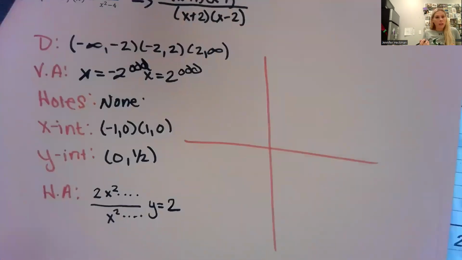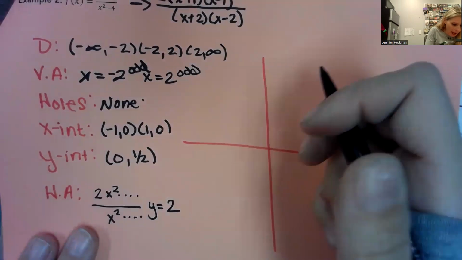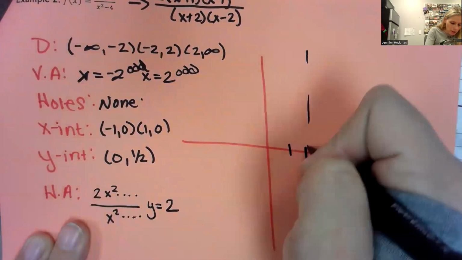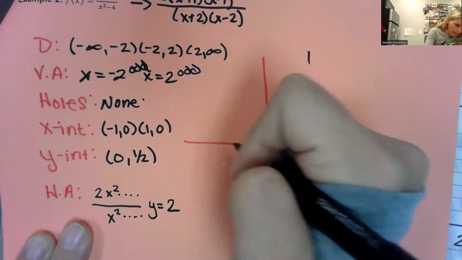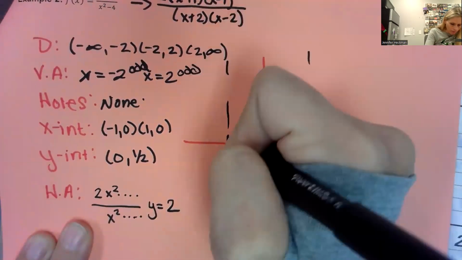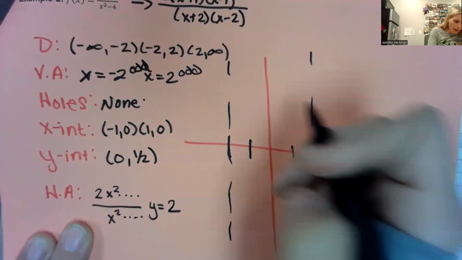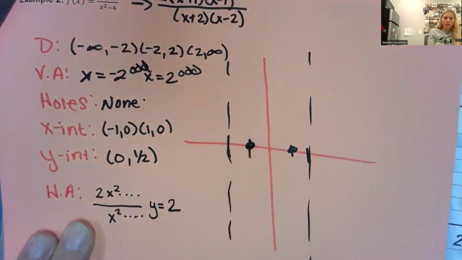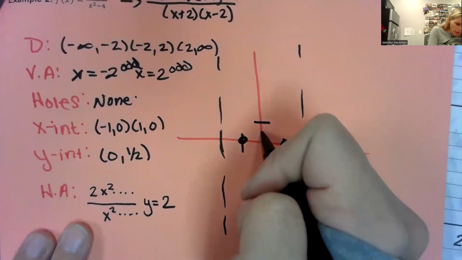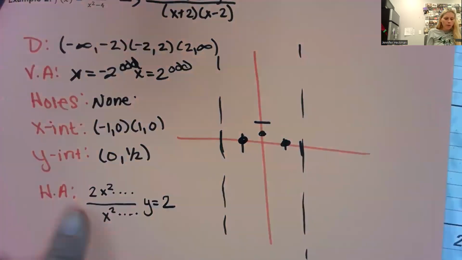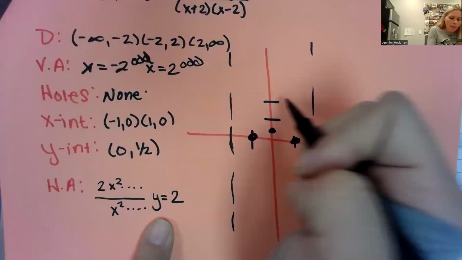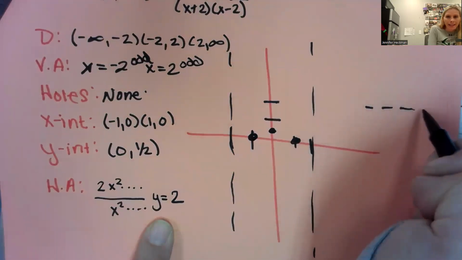All right, now let's write down all the information we have. We have a vertical asymptote at 2 and at -2. We have x-intercepts at -1 and 1. And we have a y-intercept at 1/2. We have an end behavior. I like to say end behavior, right? Horizontal asymptote, end behavior at 2. Remember, I'm just doing that at the end.